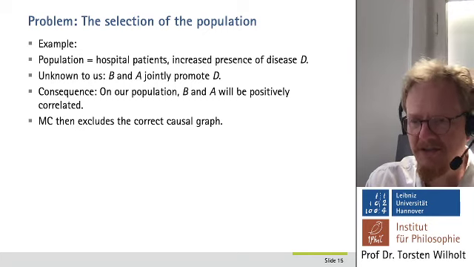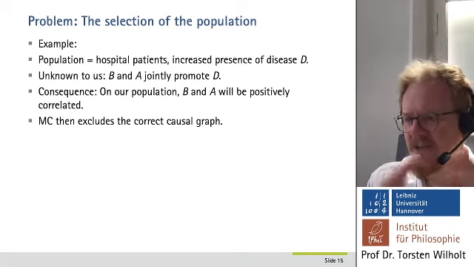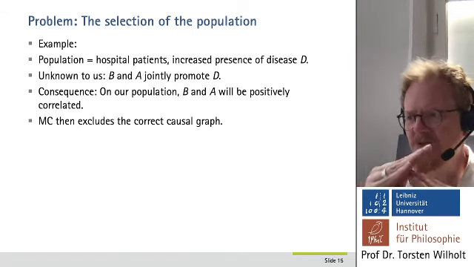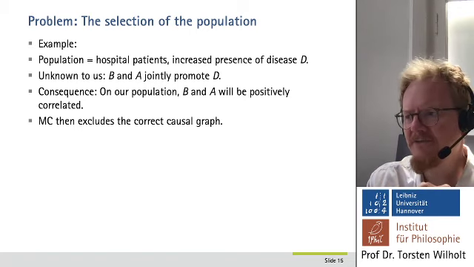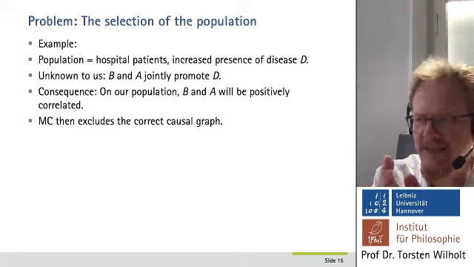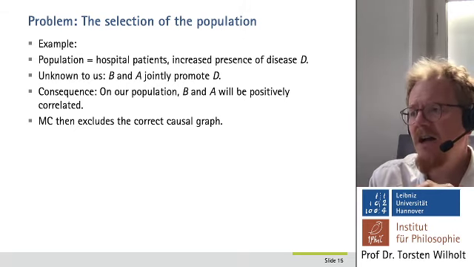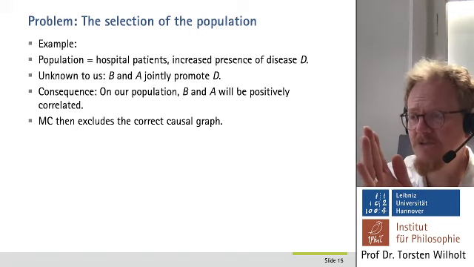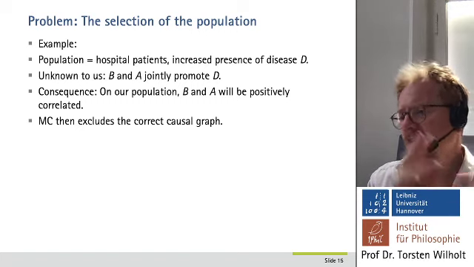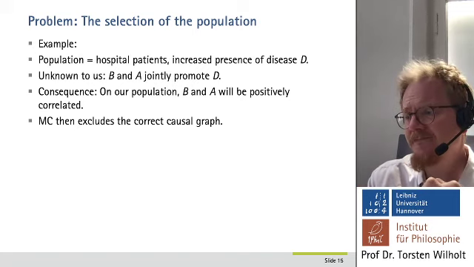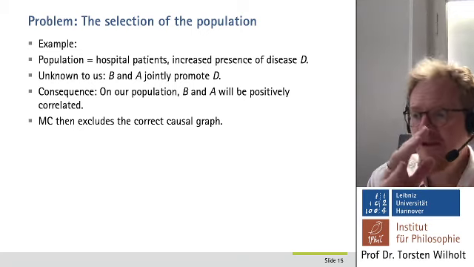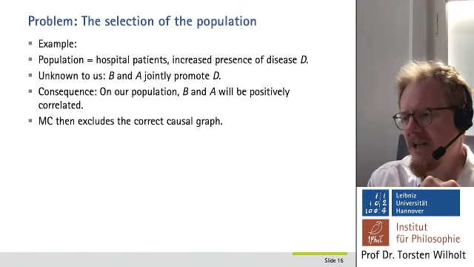The assumption is that they are not positively correlated in the general population. A and B don't cause each other, and they don't have common causes. But in our subpopulation, they will be positively correlated. And the Markov condition working on data from our subpopulation will then exclude the correct causal graph, which is a causal graph where A and B jointly contribute to D causally, because there's a non-screened off correlation between A and B, and that would then have to be somehow explained by some arrows. That seems unfortunate, or a really potential practical problem for the application of these methods.